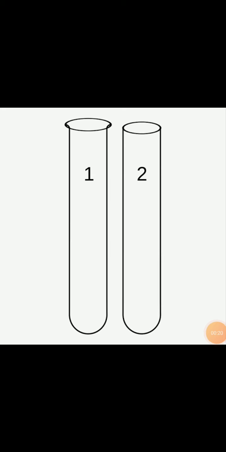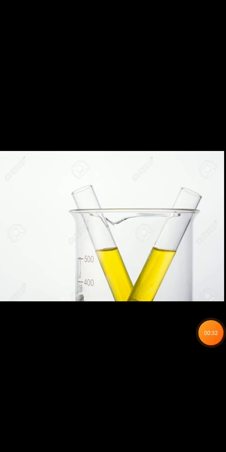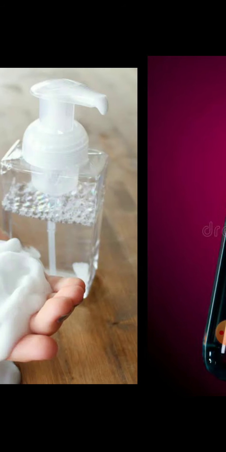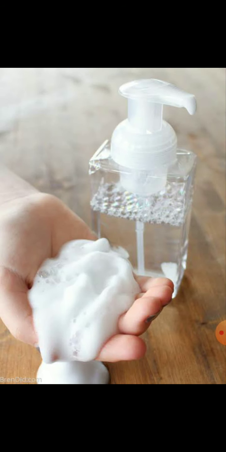For this activity, we will need two test tubes in which we need to take 10 ml of water in both the test tubes. Then we have to add a drop of oil, cooking oil, to both the test tubes, and we have to label them as A and B. Then to one of the test tubes, that is test tube B, we need to add a few drops of soap solution.